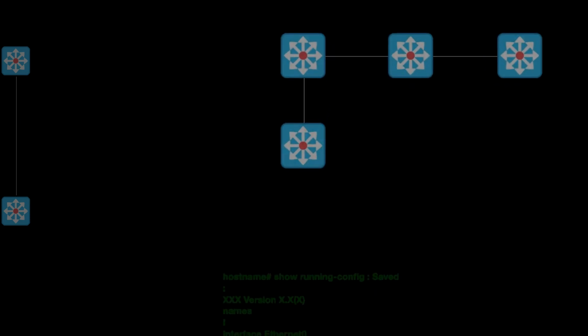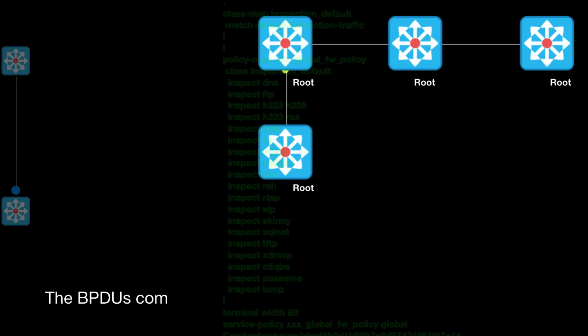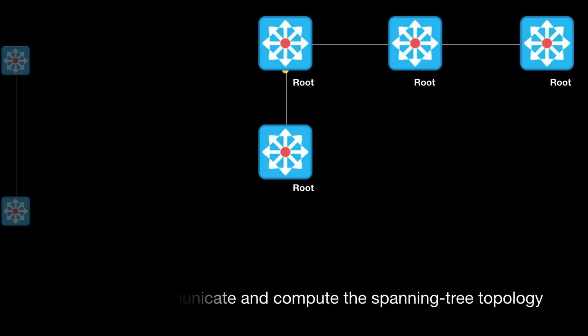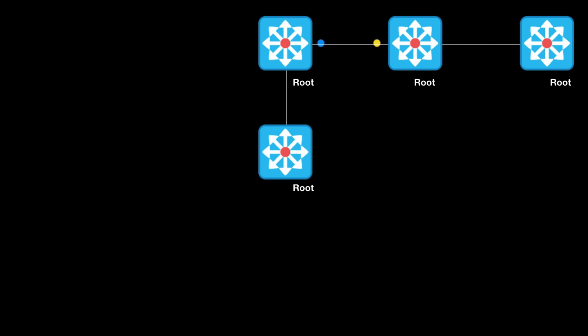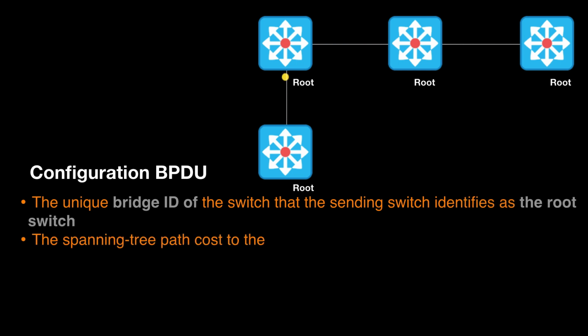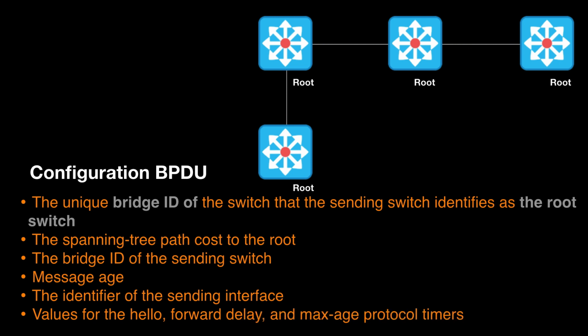When the devices in a network are powered up, each functions as the root device. Each device sends a configuration BPDU through all of its ports. The BPDUs communicate and compute the spanning tree topology. Each configuration BPDU contains this information: the unique bridge ID of the device that the sending device identifies as the root device, the spanning tree path cost to the root, the bridge ID of the sending device, message age, the identifier of the sending interface, values for the hello, forward delay, and max age protocol timers.